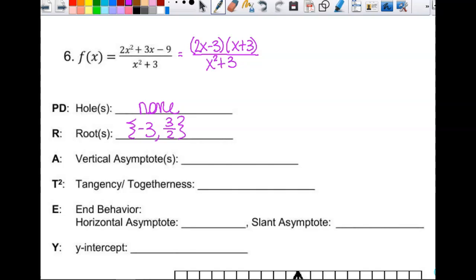Do I have any vertical asymptotes? No. And if you're unsure about that, remind yourself that those are the zeros of the denominator.